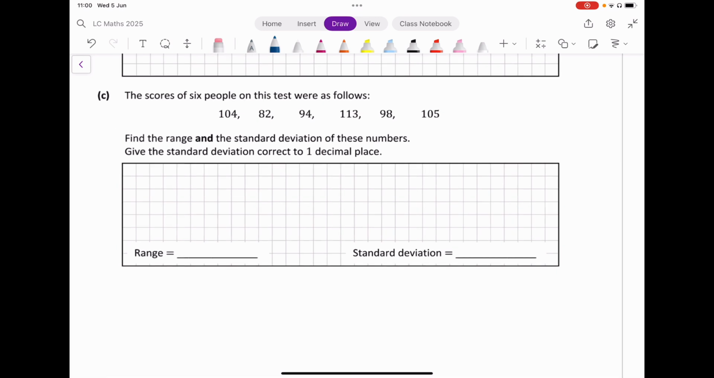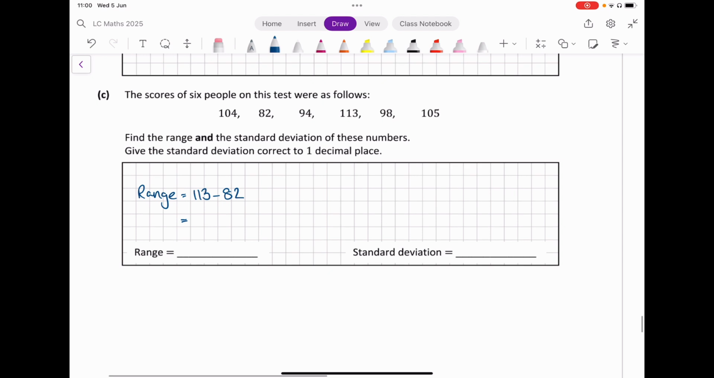Okay. Now, scores of 6 people on a test were as follows. Find the range and the standard deviation. The range is just the highest minus the lowest. The highest of this is 113 minus 82, which gives me 31. So my range is 31. And then it's asking me to get the standard deviation.